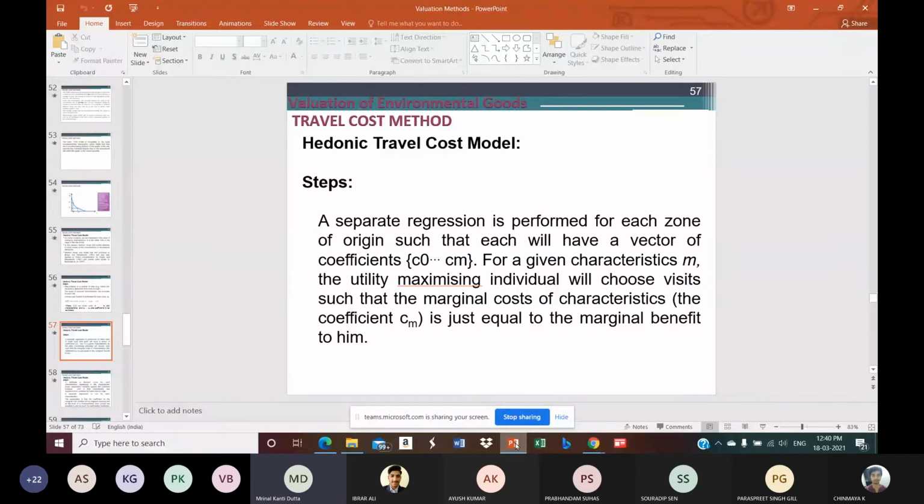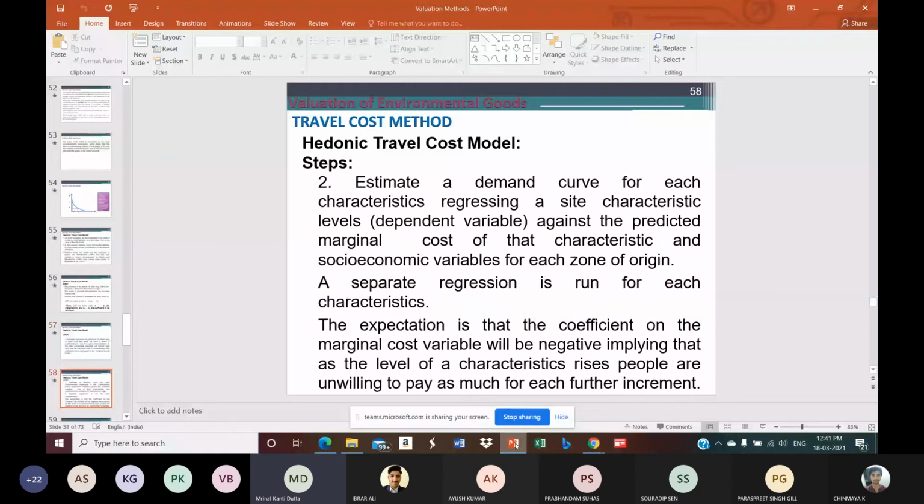For a given characteristic M, the utility-maximizing individual will choose visits such that the marginal cost of the characteristic is just equal to the marginal benefit to him. This is a kind of optimization rule, in fact the first order condition of optimization, where the marginal cost is just equivalent to the marginal benefit. Of course, here we are talking about the marginal cost of accessing a particular characteristic being just equivalent to the marginal benefit derived by the person concerned.